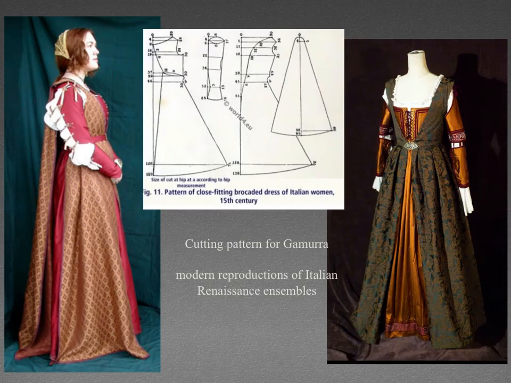So here's a cutting pattern for the gamura and two modern reproductions of those layers on a human figure. And again, you can see how there are all these curves here. You can see the separate top and bottom of this dress, and then there's the gores for the skirt, and then a tight fitting sleeve there. But you can't really be economical with fabric cutting this out. You're going to have a lot of leftover.